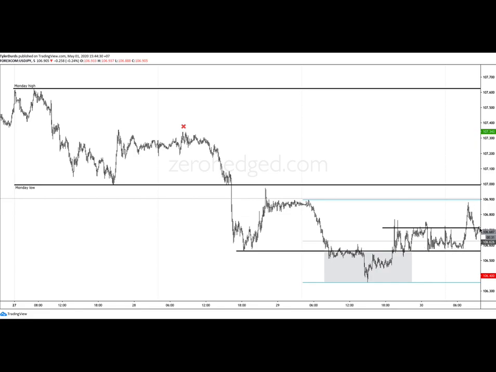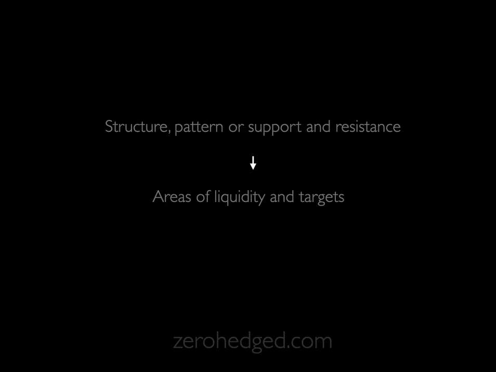So now we know where our levels all are. We have Wednesday's high, Wednesday's low. We have a break in the structure. We know what the story of price is. Now where are the targets? Targets are going to be Wednesday high and Tuesday high. So now, just going back, we have structure, pattern, support, and resistance covered. We have areas of liquidity and targets covered.